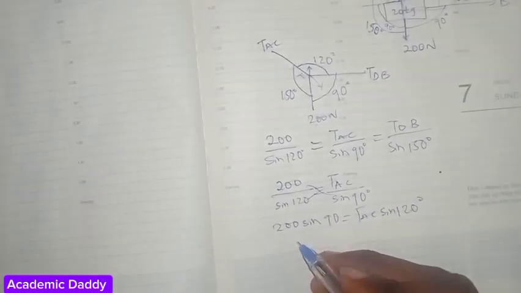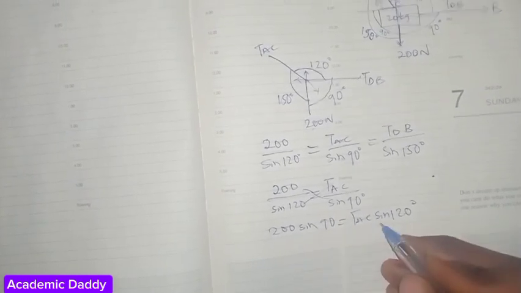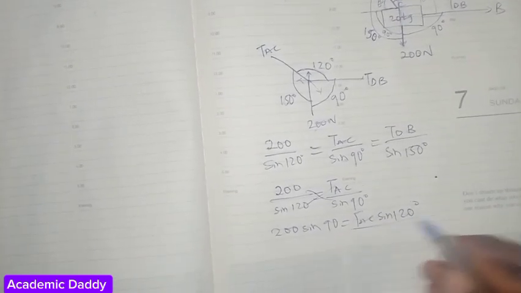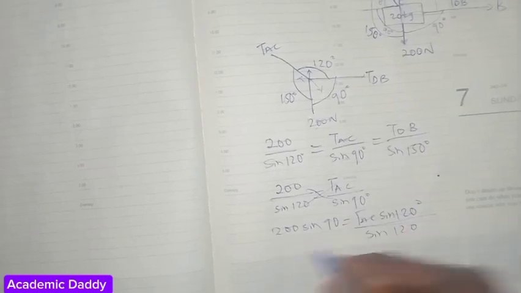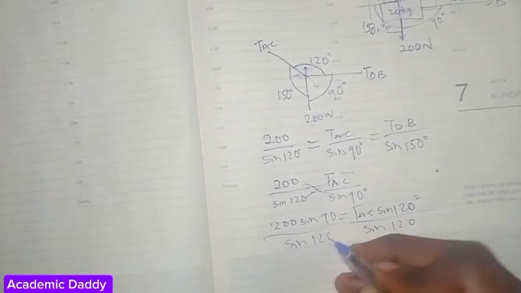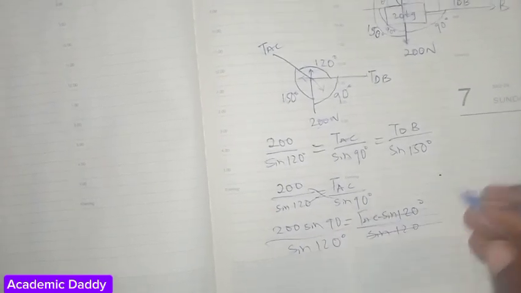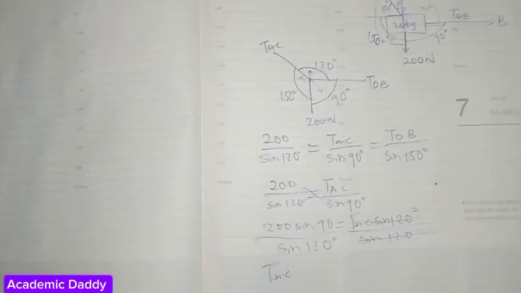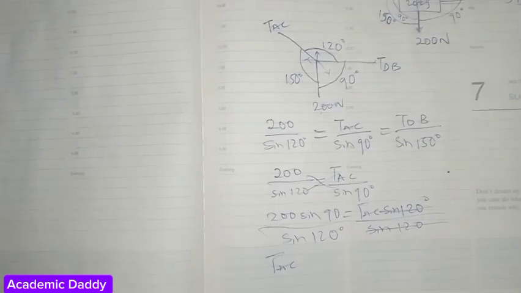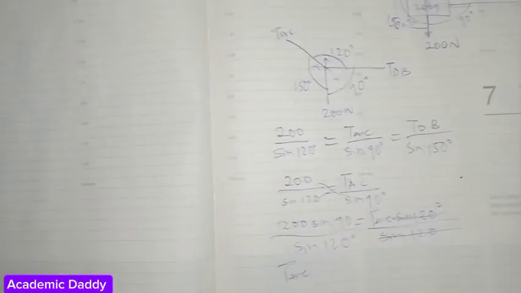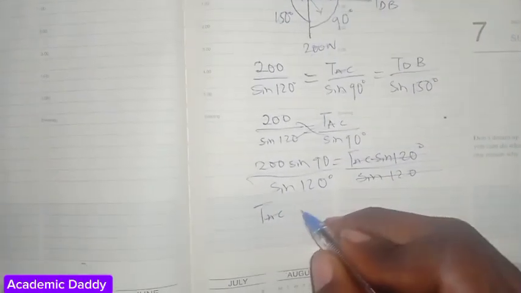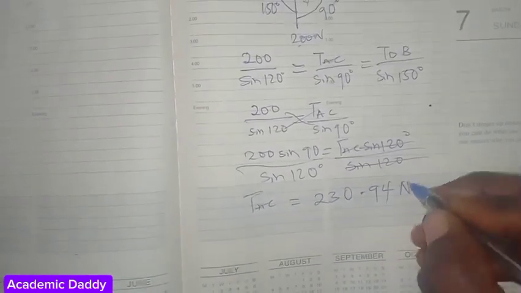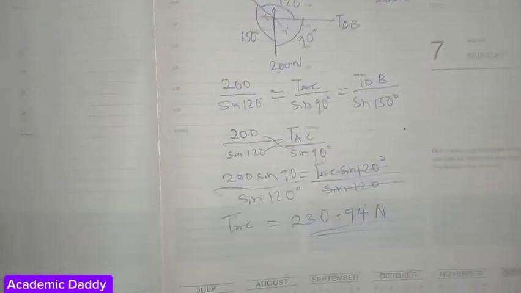When you do this, you divide both sides by sine 120 degrees. So TAC should give you, punch it on the calculator, TAC equals 230.94 Newton. Tension on TAC, tension on AC.